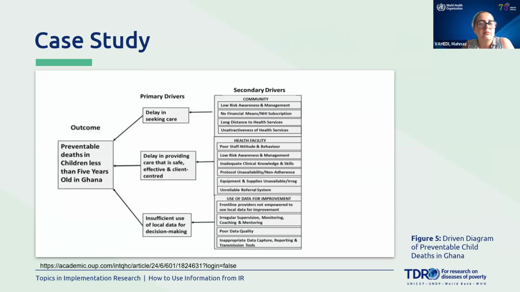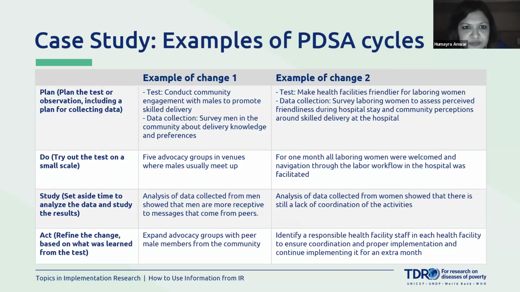So what can we do? They tested conducting community engagement with males to promote skilled delivery. They started testing this to improve the delay. Through a survey, they collected the data and gathered knowledge about the main reason this delay is happening: the pregnant women are not going, or are delaying going, to the health facilities.